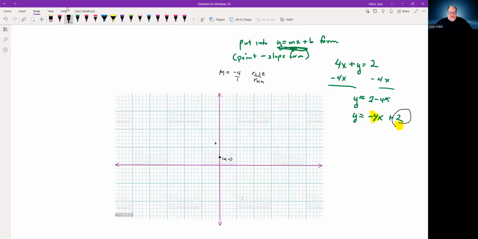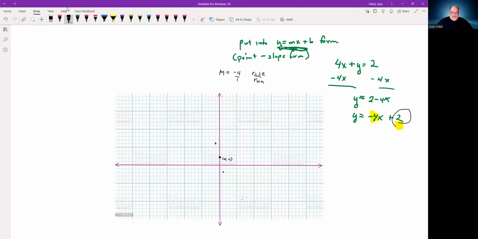The rise is the change in y, and the run is the change in x. All you need is 2 points to draw your straight line, and then you're golden. But if you want to do a third one just to feel more secure about it, that's perfectly fine. 2, 3, 4, and 1 to the right.